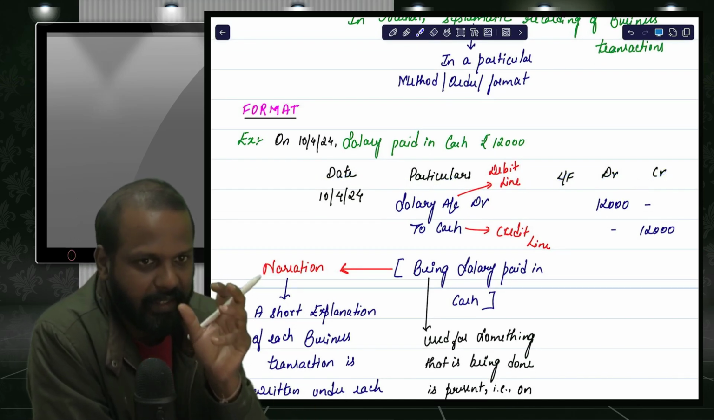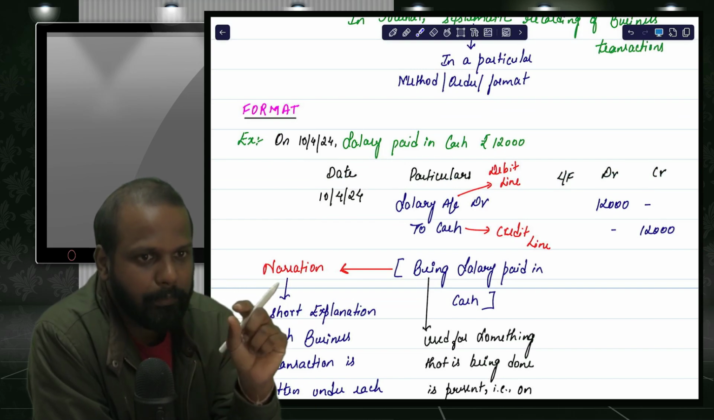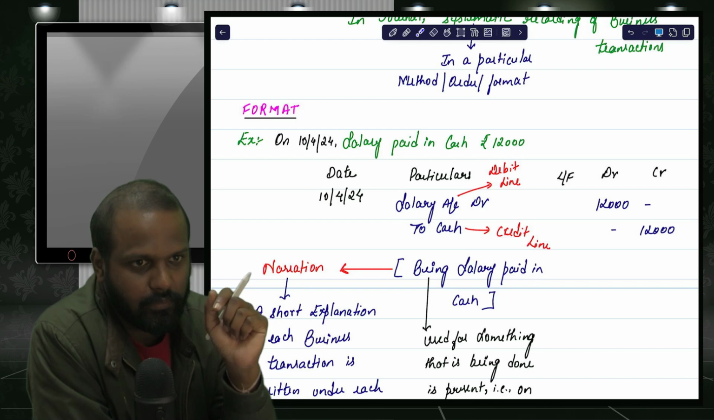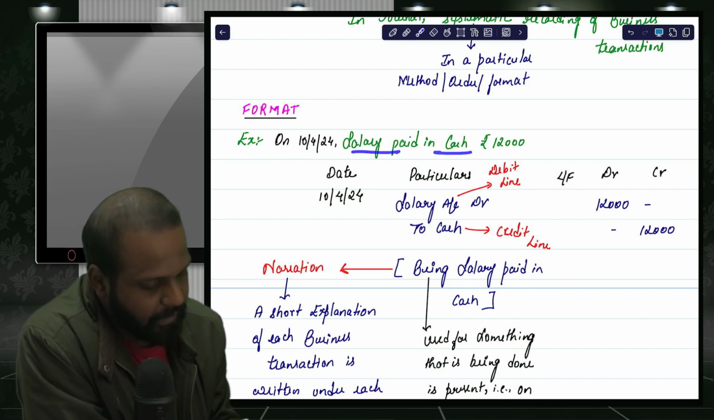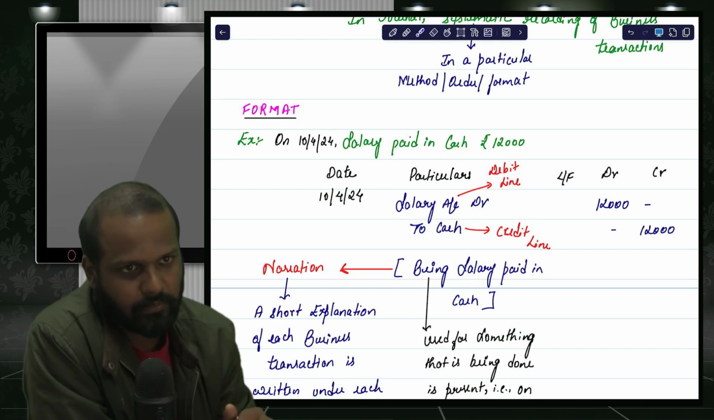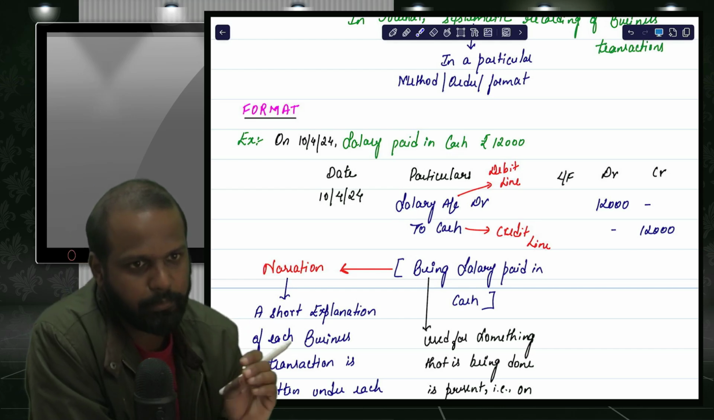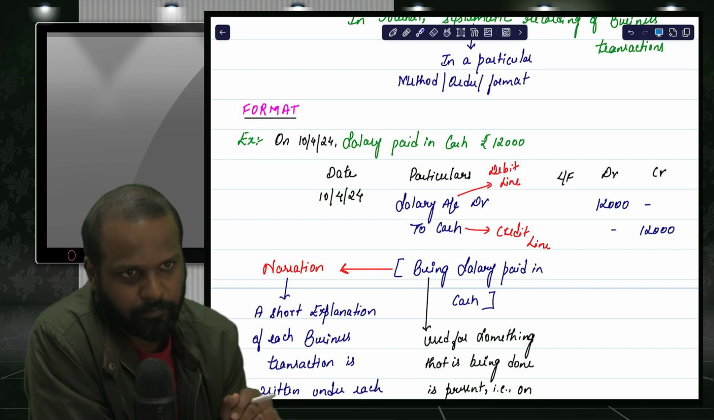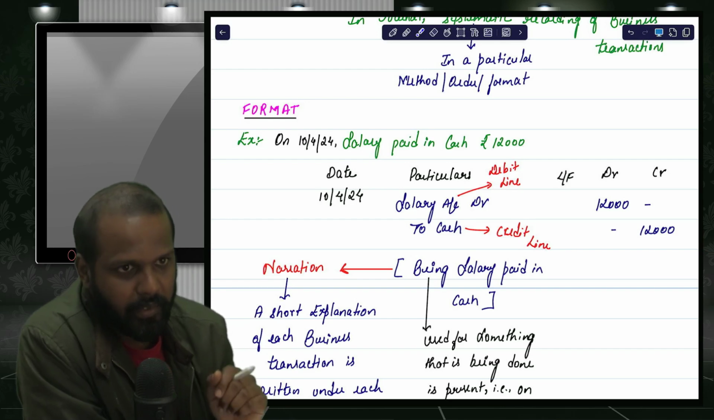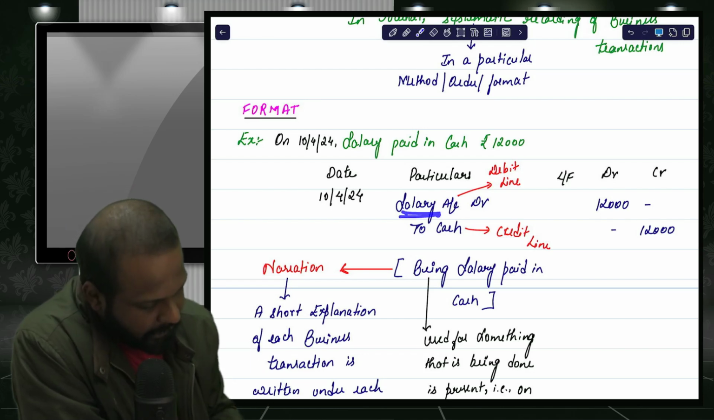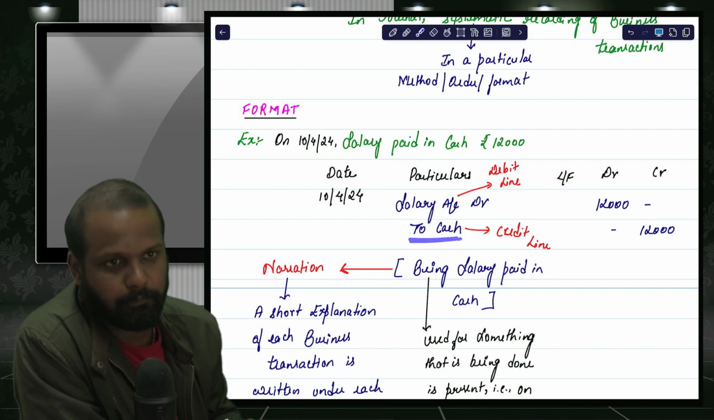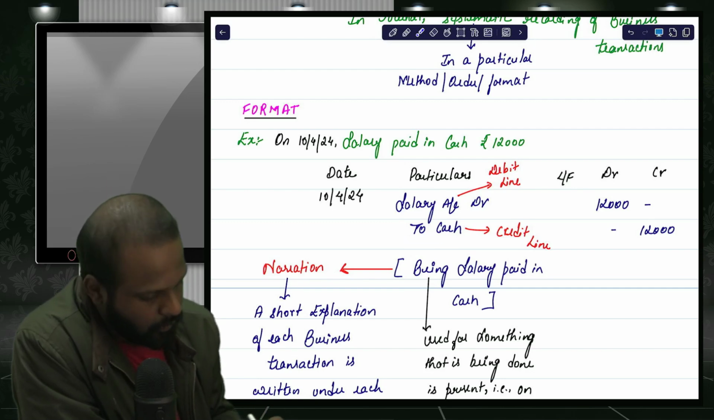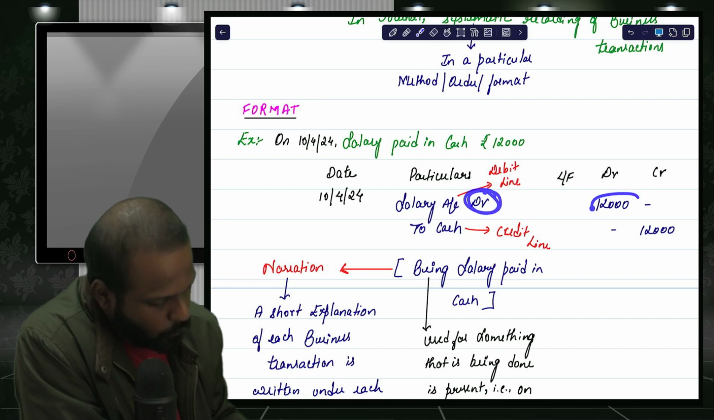Let us take an example of one particular business transaction to understand the journal entry. Assume that on 10th April, we have paid salary in cash. We paid salary to our employees, 12,000 rupees paid in cash. Then the journal entry will be: salary account debit to cash account. So salary account debit 12,000 rupees.